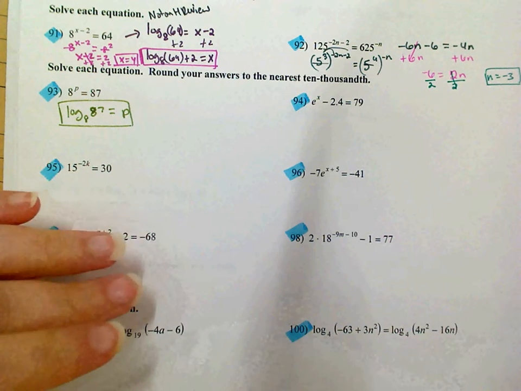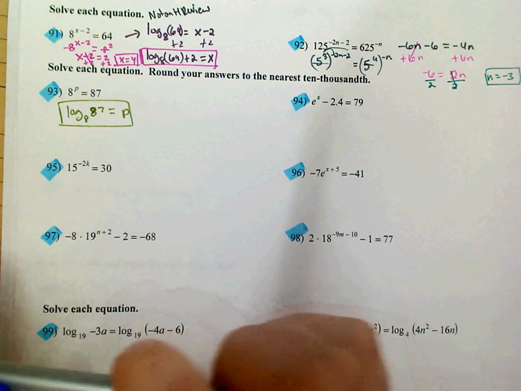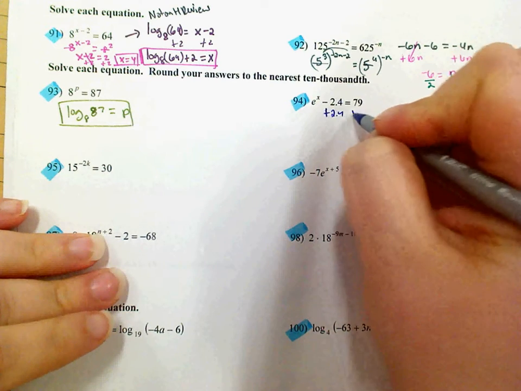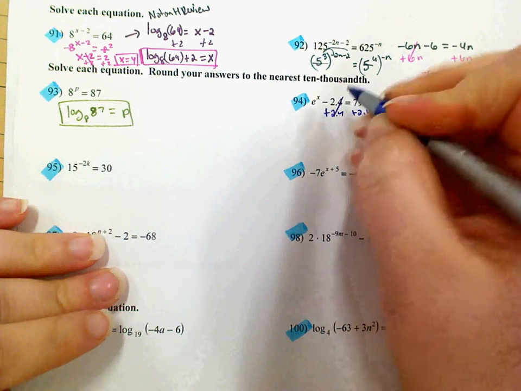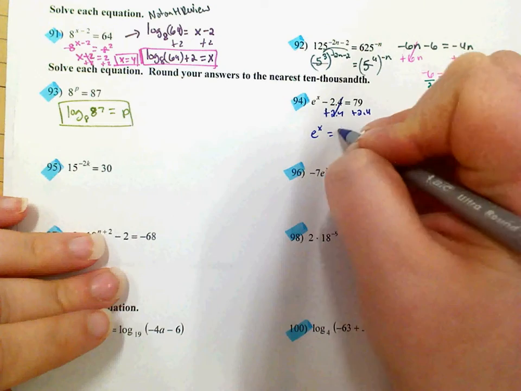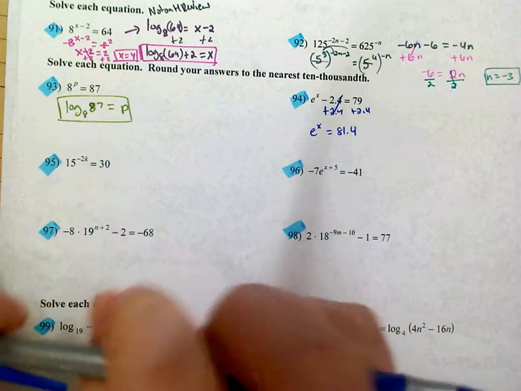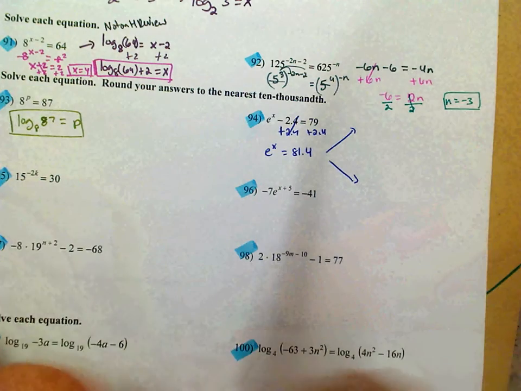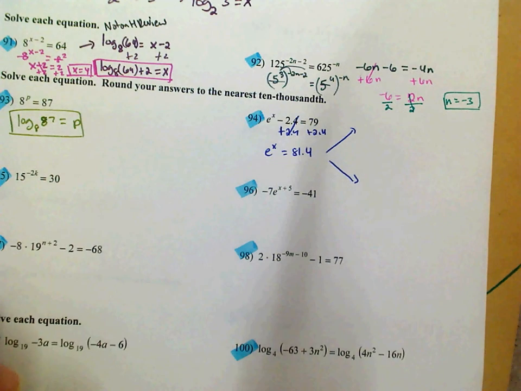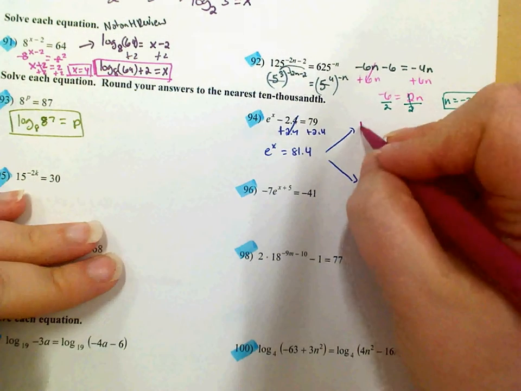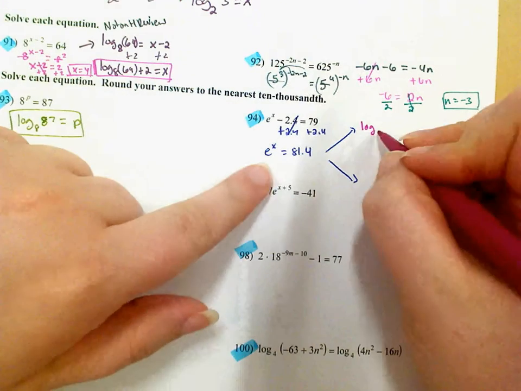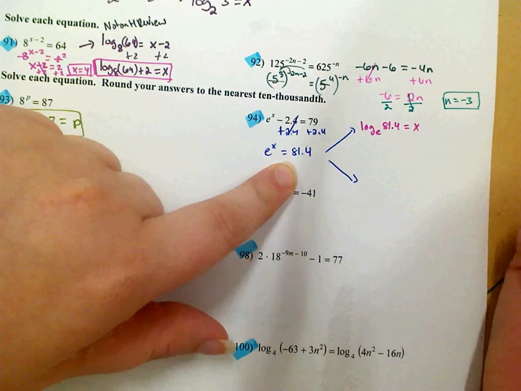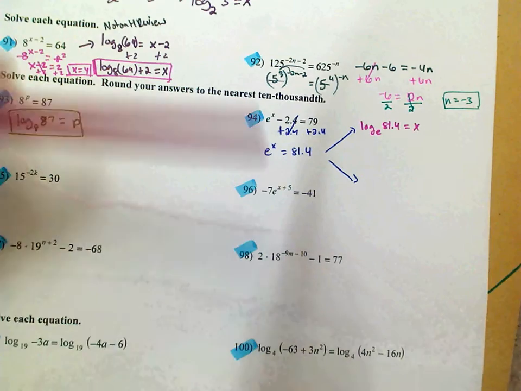So before I can deal with the exponential, I need to go ahead and get rid of 2.4. So I'm going to add 2.4 to both sides. So I've got e to the x equals 81.4. Alright, so there's two different ways to work this. One thing I could do is convert it to a log. Log base e of 81.4 equals x, and that is the answer. But the other option is to write it like this.